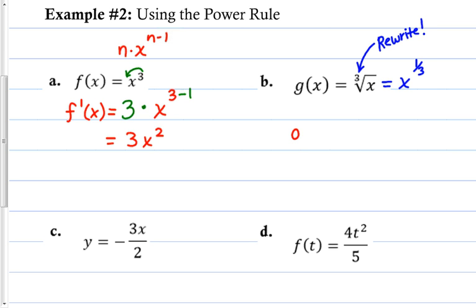So g prime of x, I bring 1/3 up to the front, multiply by x to the 1/3, but then I have to remind myself, oh, I have to subtract 1. Now I have 1/3 minus 1. So you have to actually figure out, okay, what is 1/3 take away a whole? So my answer is 1/3 times x to the negative 2/3 power. And that's my answer for the derivative. Okay, C and D.